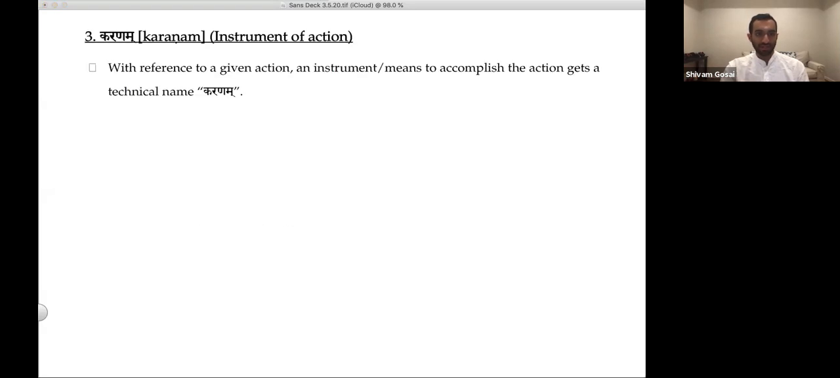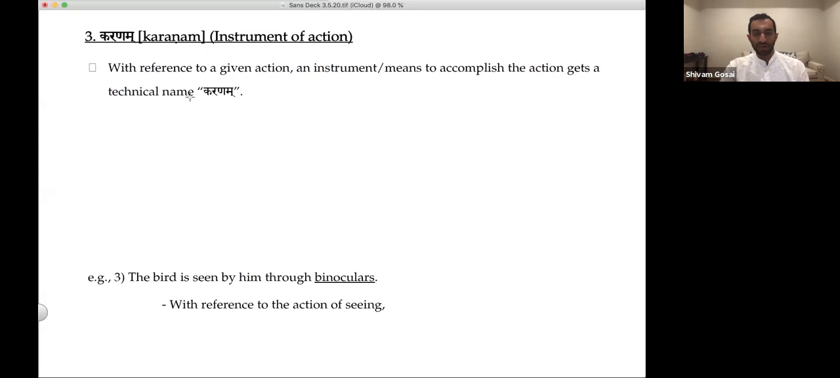Okay, let's close this one. Let's look at this last example. Bird is seen by him through binoculars. Okay, with reference to the action of seeing, can you tell me in the chat who is the karta, comma, karma? Don't worry about karanam yet. What is the karta, comma, karma? Okay, it's looking good.